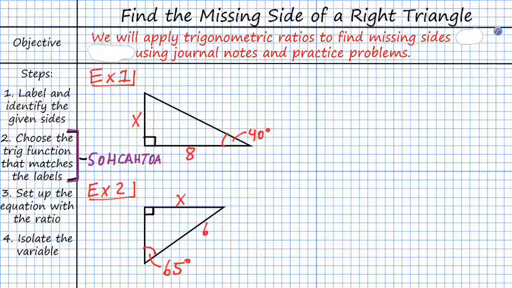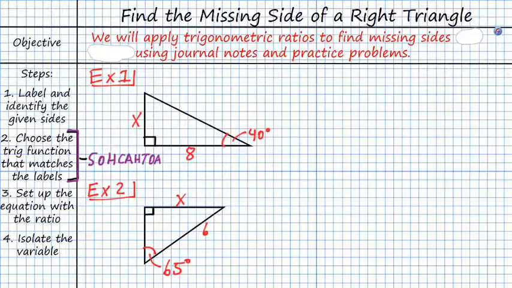Step 3 is that we're going to set up the equation with the ratio. And then step 4 is that we're going to isolate the variable in exactly the same way that we would isolate a variable in our algebra problems. So let's start with our first example.